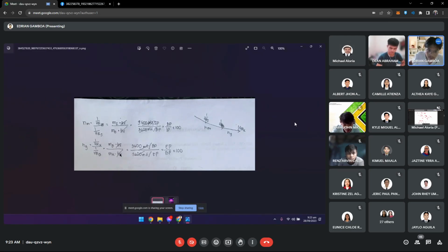Makakancel po yung HB. Matitira po ang MB at MK na ang formula po ng MB ay 3,600 mF over brake power, at saka naman po 3,600 mF over EP. Tapos makakancel po yung 3,600 mF. Ang matitira na lang po ay EP over BP times 100. Yan, so yan yung derivation.